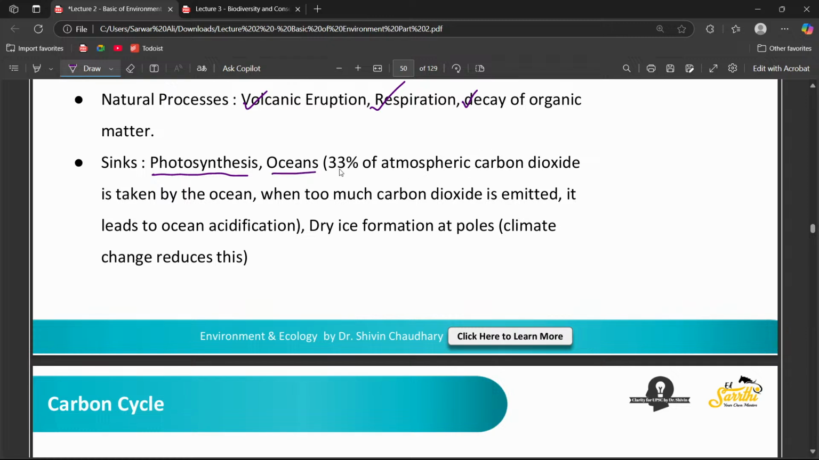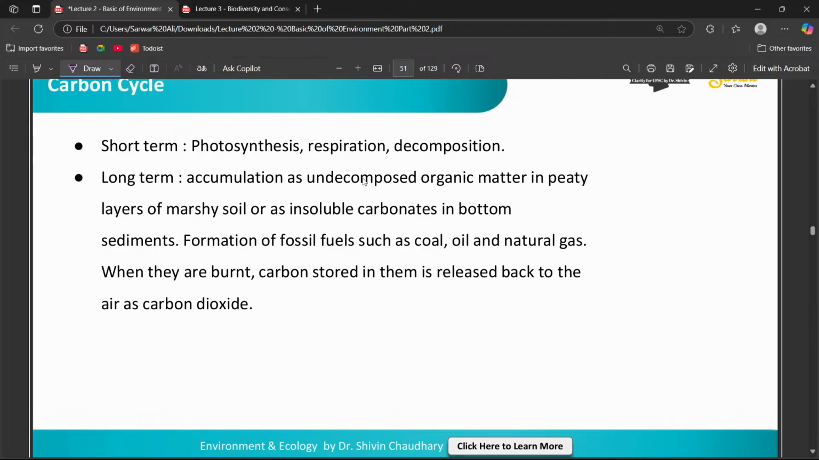Oceans, 33% of carbon dioxide is taken by the ocean. When too much carbon dioxide is emitted, it leads to acidification. Dry ice formation at poles, climate change reduces this. Dry ice is found at poles when there is too much carbon in the atmosphere.